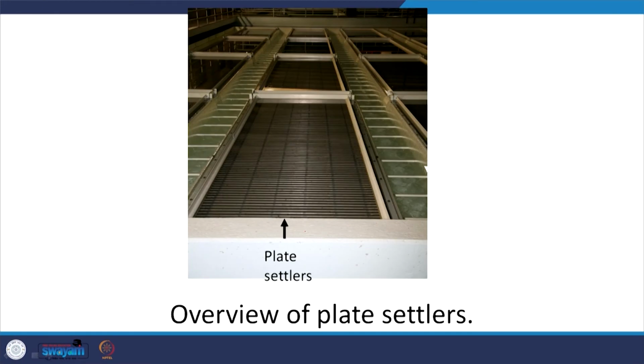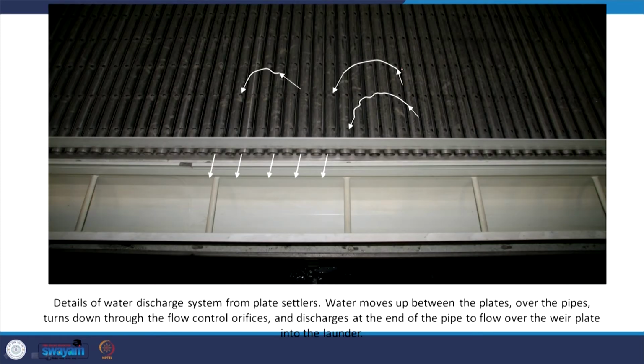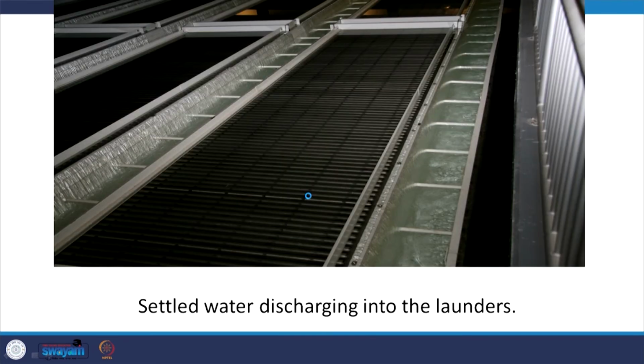So when it's installed, this is how it will look, right? Plate settlers from the top view, installed, and now you see again details of the water discharge system from the plate settlers. It moves up from the plate settlers over the pipes and down through the control orifices, I guess. Here you see pretty clear water. So water comes in, comes up through the plates, goes through these circular orifices, and then is discharged into the launders, let's say, right?